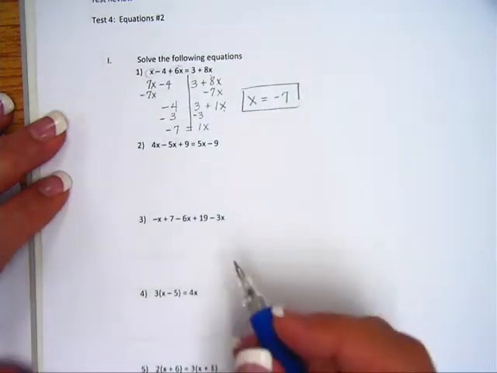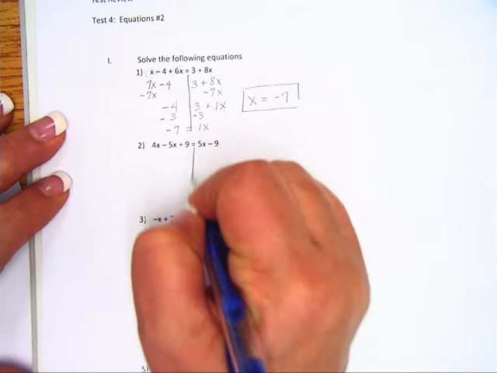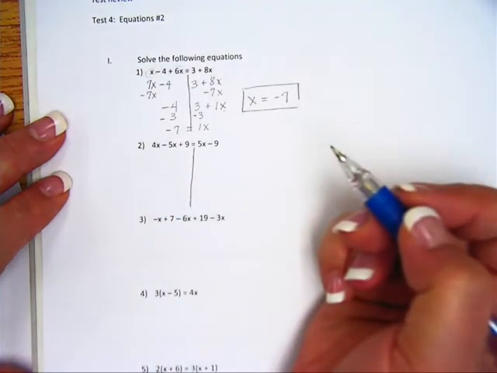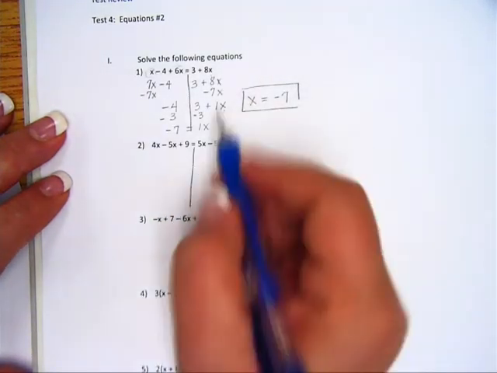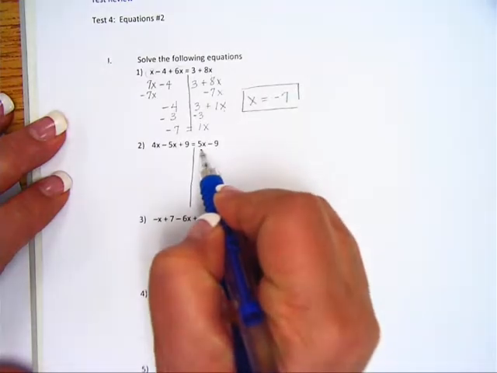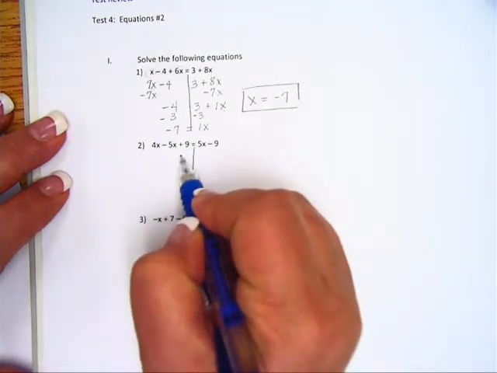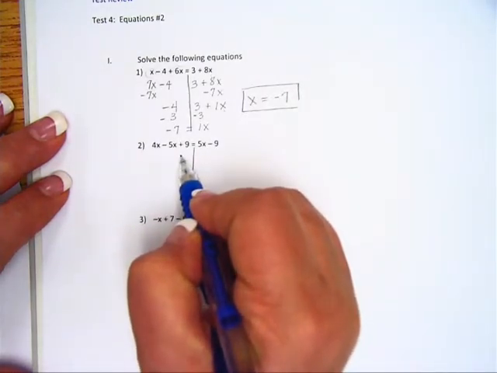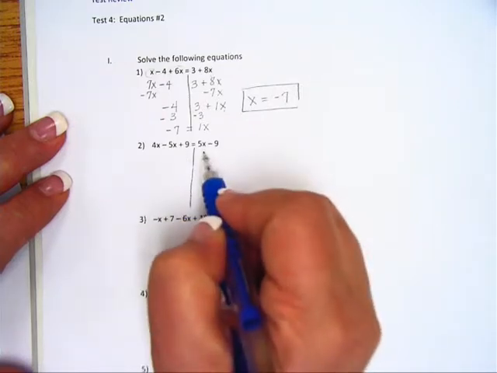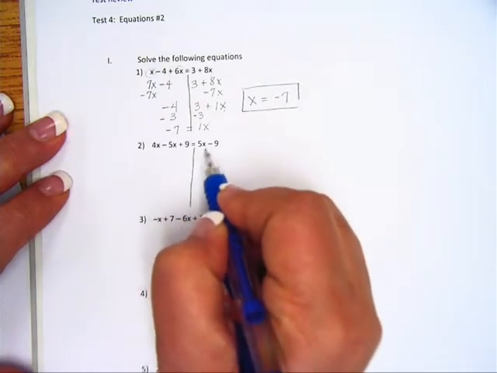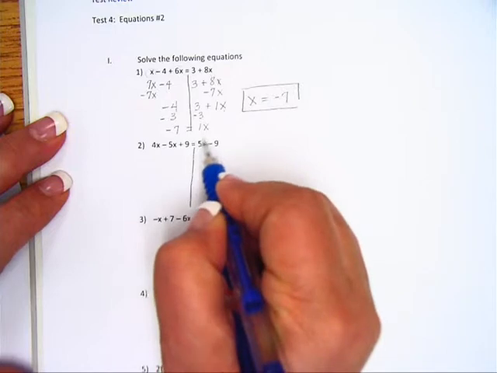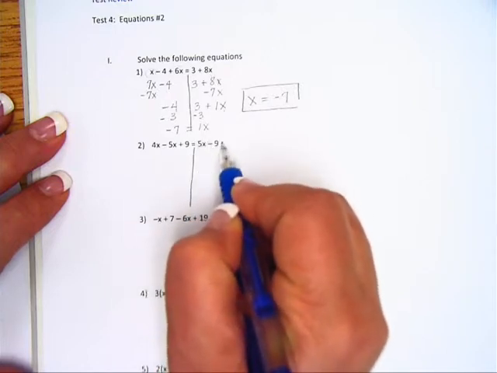Okay, moving on to number 2. Again, we're going to do the same operations that I talked about a second ago. We've got to get it down to two terms on each side of that equal sign before we can start moving around our variables to combine them to get ready to solve. Now over here we already have the two terms. We have the 5x and the minus 9.